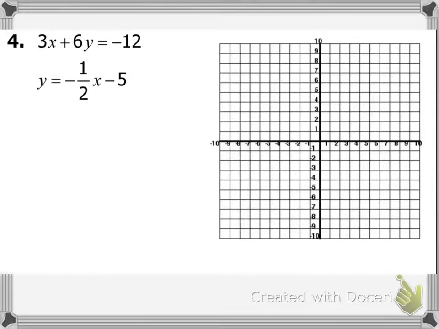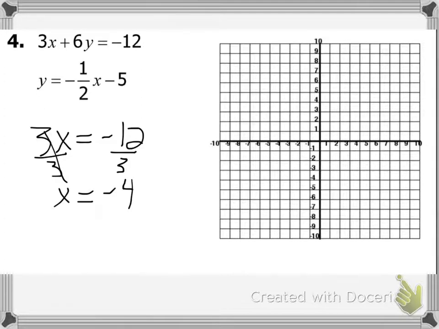So covering up my Y value, what do I get after I cover up my Y? 3x equals negative 12. And so what does x equal? Negative 4. X equals negative 4. That's my x-intercept. So I put a point at negative 4 on my x-axis.